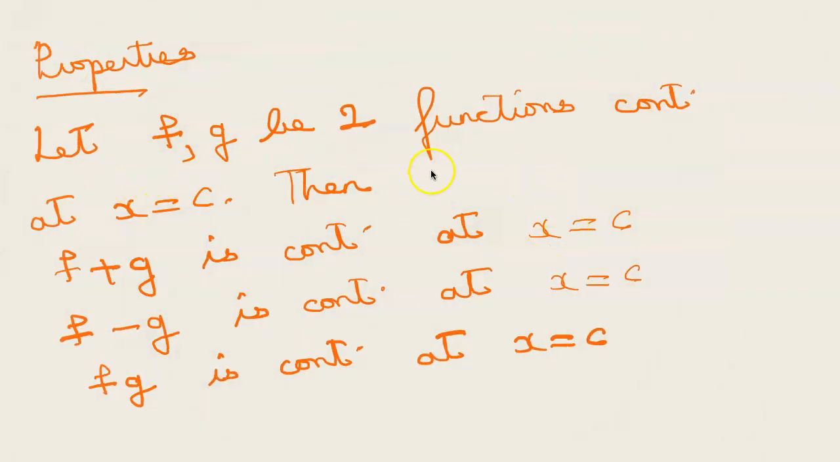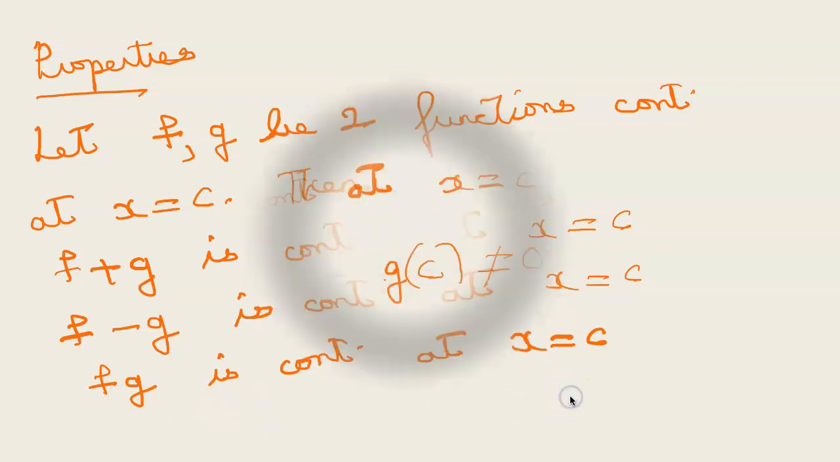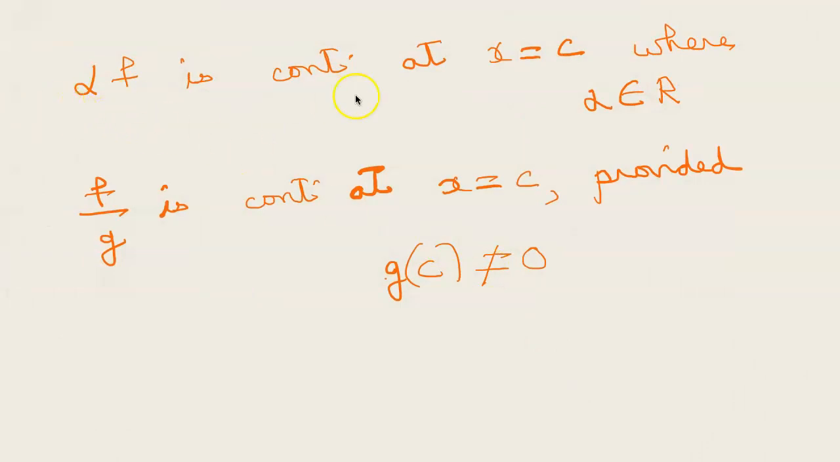Now if f and g are two functions continuous at x = c, then f + g is continuous at x = c, f - g is continuous at x = c, f times g is continuous at x = c, and alpha f is continuous at x = c, where alpha is a real number. f by g is continuous at x = c, provided g(c) is not equal to 0.